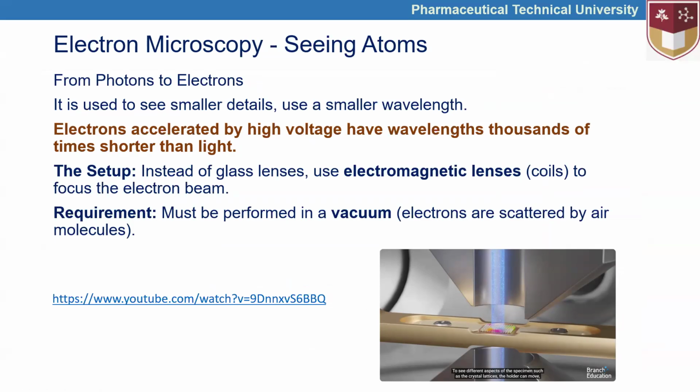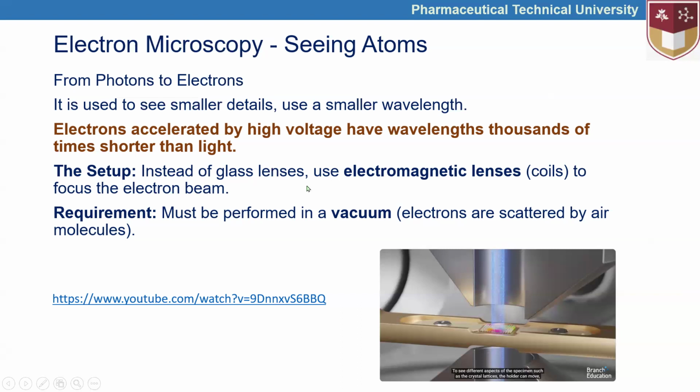And this is about electron microscopy. Now we are going to turn to electron microscopy. Electron microscopy uses electrons instead of photons. It is used to see smaller details, using a smaller wavelength. Electrons accelerated by high voltage have wavelengths thousands of times shorter than light, so they enable us to see inside the biomolecules, biopolymers and low molecular compounds as well.